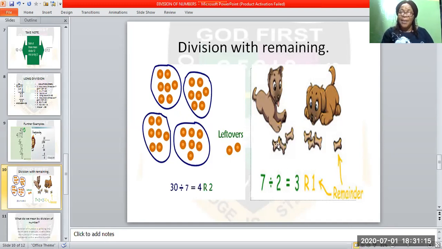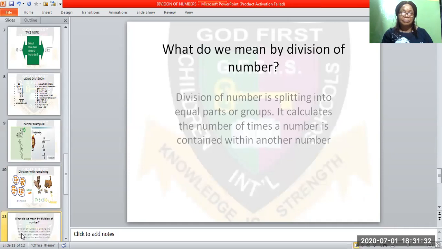Follow this example, the bones the puppies have. They have shared equally, 3 each, but one is remaining. So we call it remainder.